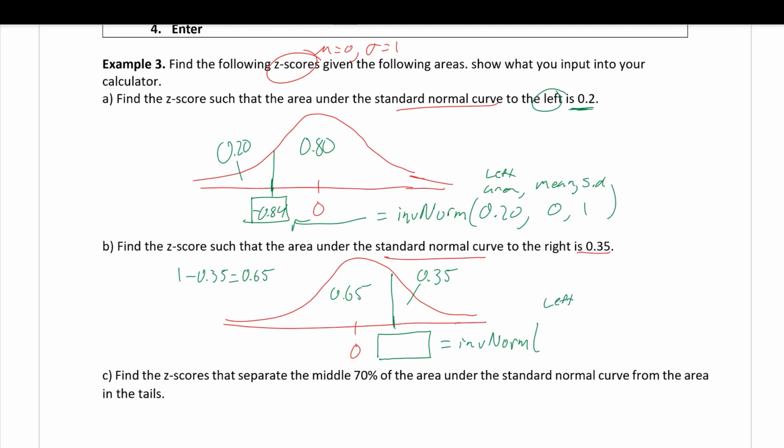We have the left area, and then we have the mean and the standard deviation. Again, the area to the left in this case, we did have to calculate it, which is 0.65. The mean here is 0, and the standard deviation is 1, again because we're dealing with the standard normal. If you were to run this through your calculator, you would get 0.39. And it does make sense that it's a positive number because it is to the right of 0.